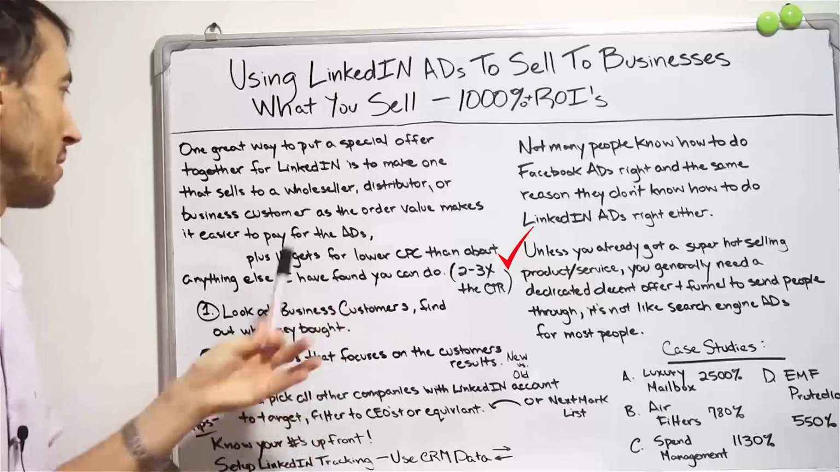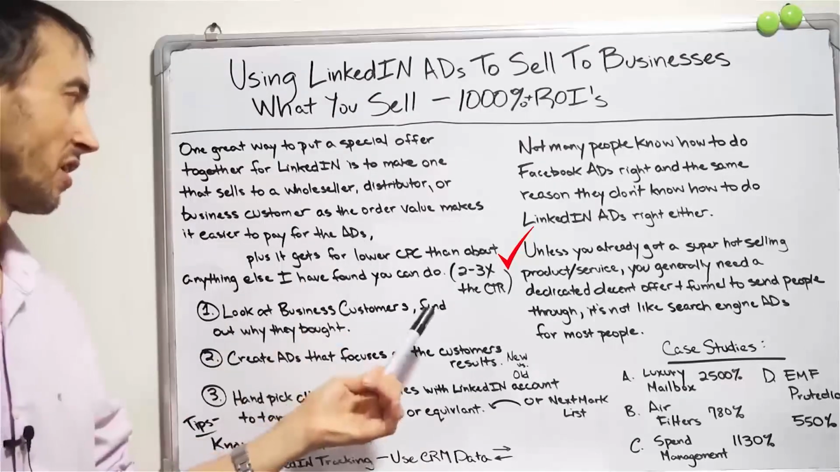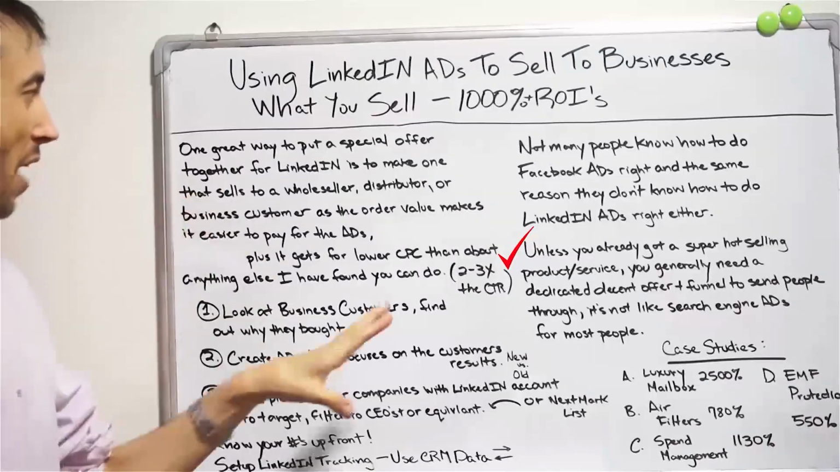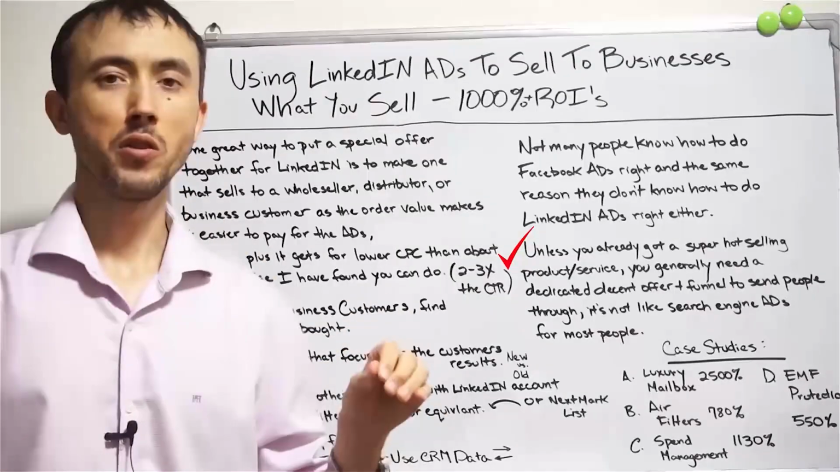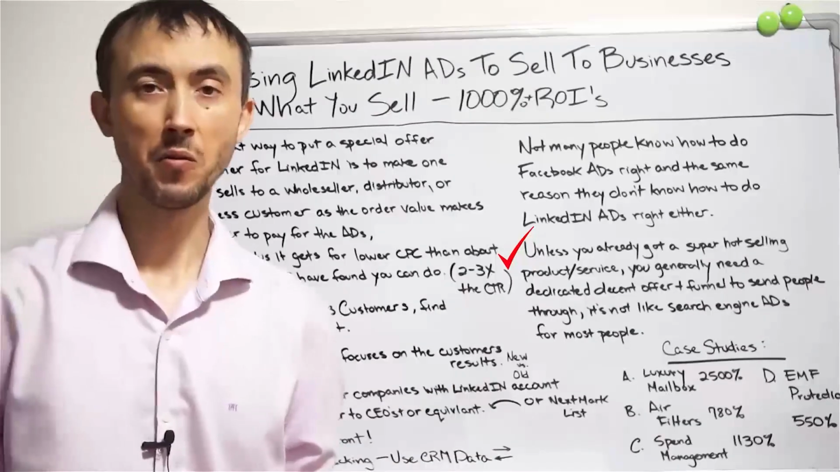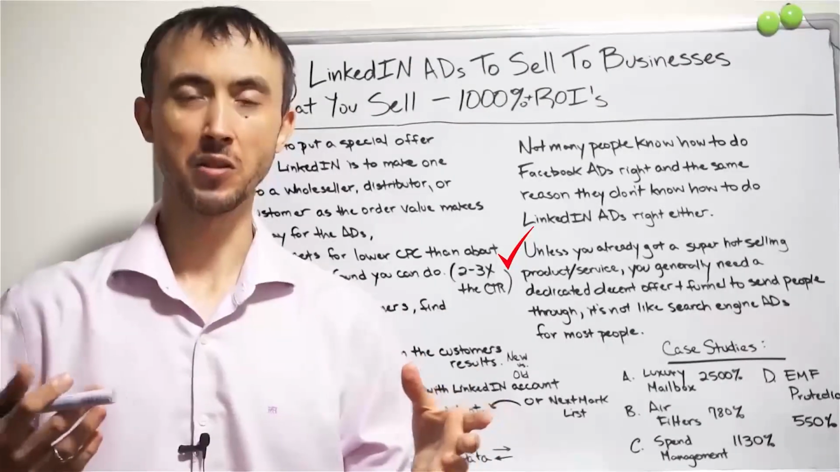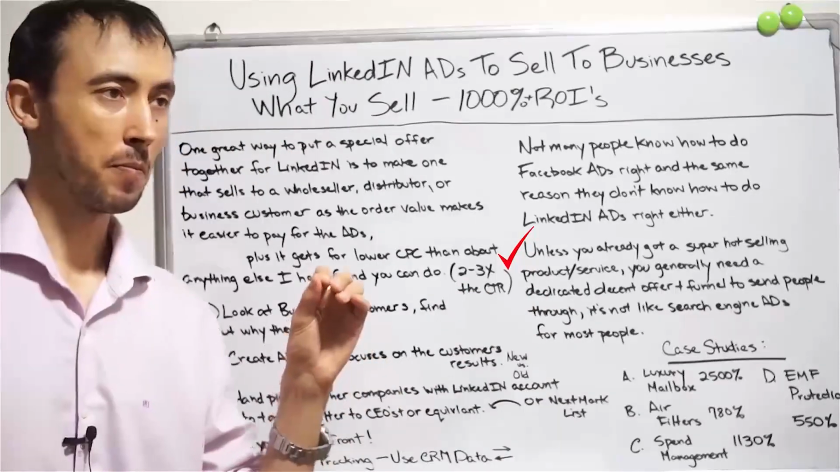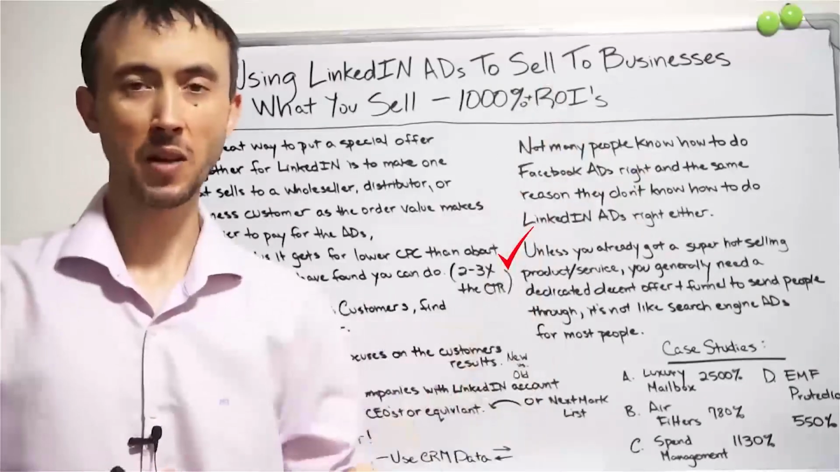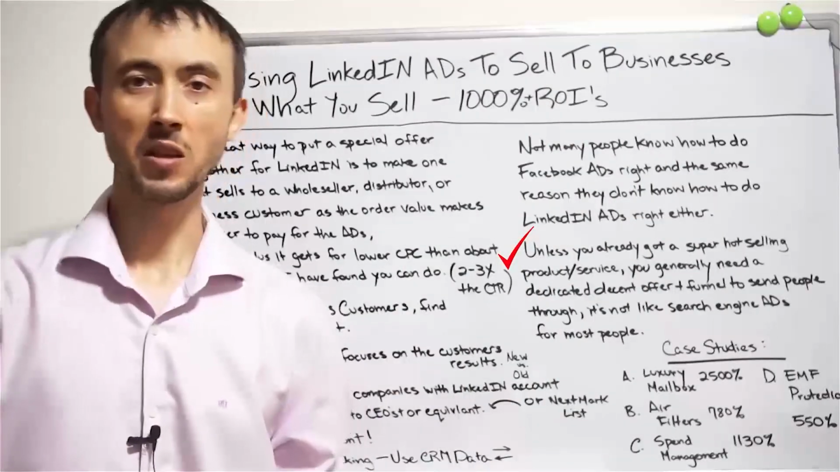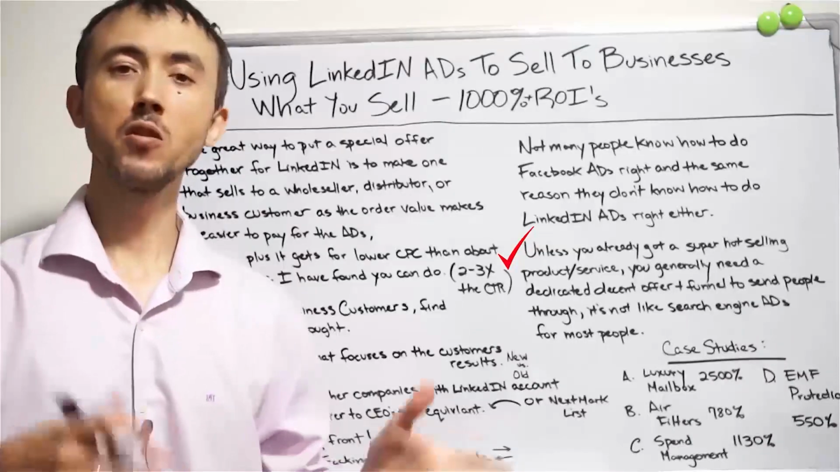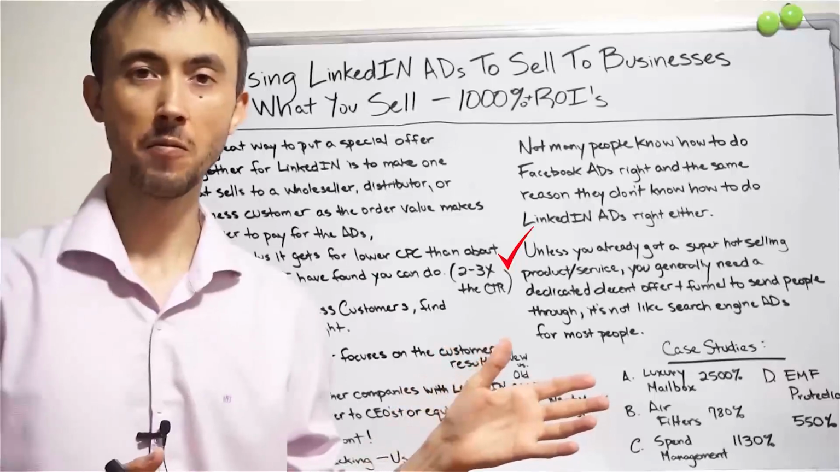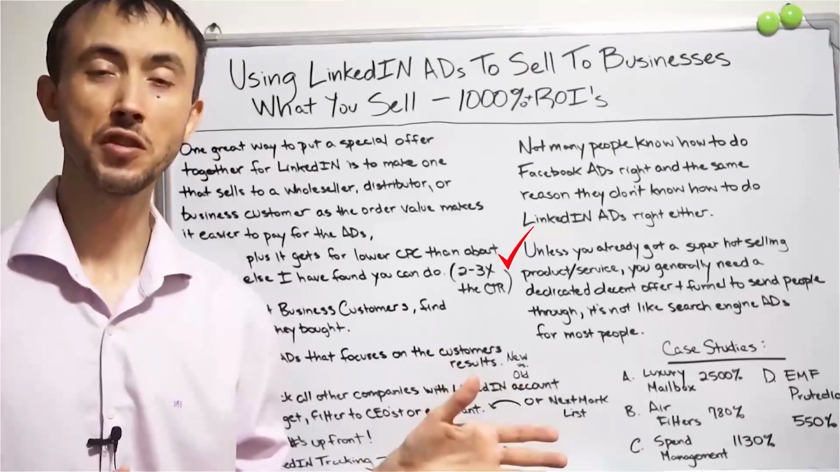Plus, it gets a lower CPC than about anything else I found you can do on LinkedIn, with 2 to 3 times the CTR. So going over what that actually means, so you sell some product. When you're not a dropshipper, you're not an affiliate person, which I mentioned, I can't see how this works for you, but you get your product from China or a US supplier, you sell it to your customers retail. You get distributor queries, and I've got a video about how to get more distributors selling for you using Google search ads.